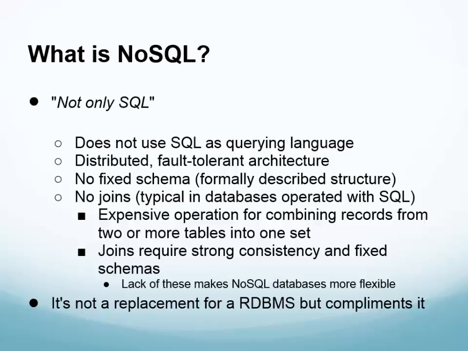Further, there are no joins. Joins are the main reason for using an RDBMS. When we normalize a database, for collecting data we need to join multiple entities together to get a proper result out of it, right? So we don't have any joins in NoSQL databases.